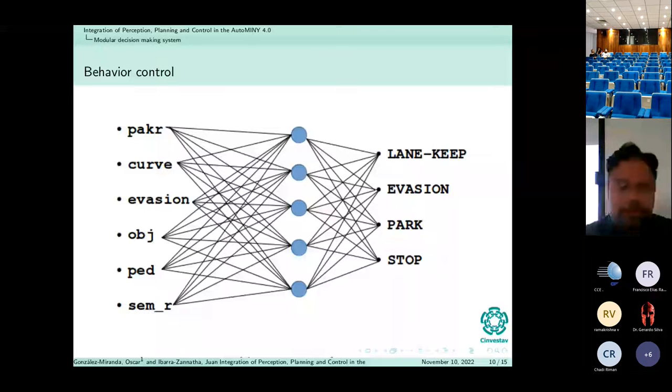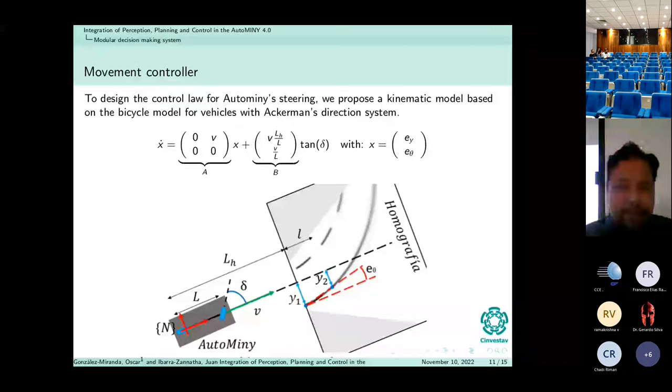To control the steering of the car, we proposed this math model. This is a linear time invariant system, and the states are the lateral error and the orientation error, both relative to the road. To measure them, we can use the homography transformation, but we can also use this model given a trajectory. With this, we drove the car. So, given a path, our car can drive following it.